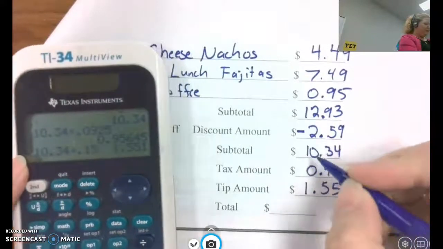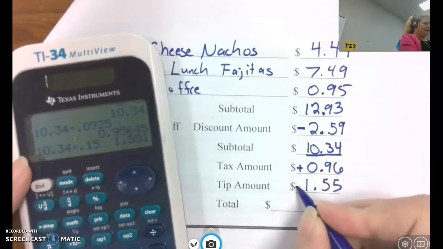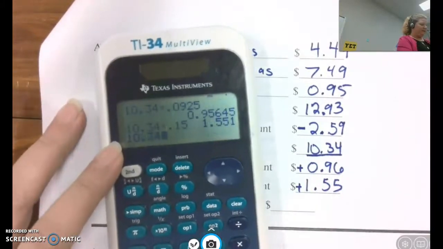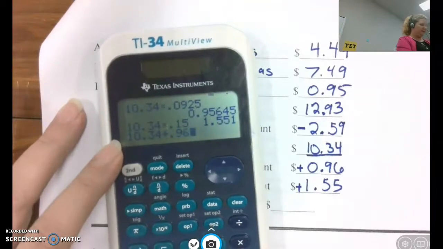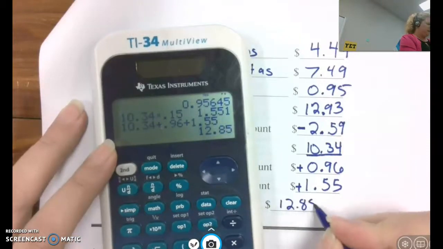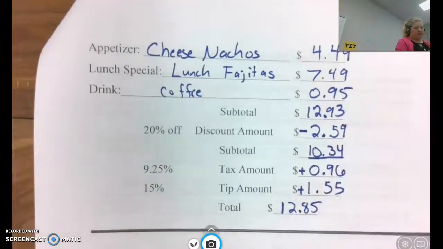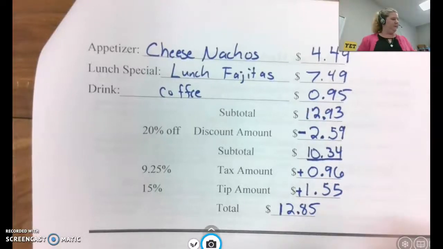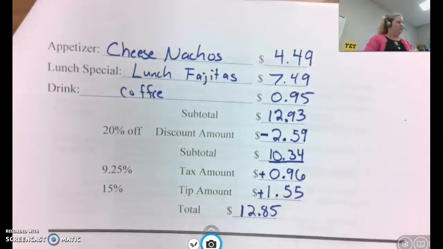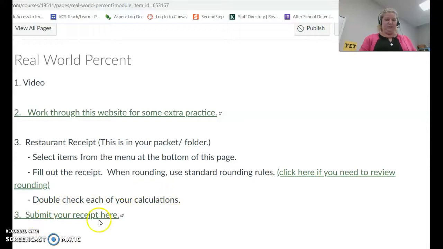At this point, I've got my subtotal, and then tax is added, tip is also added. So $10.34 plus 96 cents plus $1.55 is $12.85. When this is checked, each part of this will be double checked. You want to make sure that you don't make a mistake early on that's going to cause everything else to be incorrect. I think on the page it says double check. Let's go back to that. Yes, double check each of your calculations.